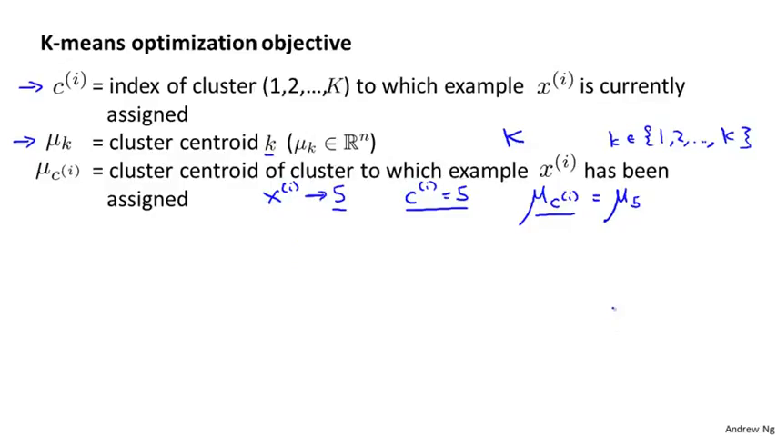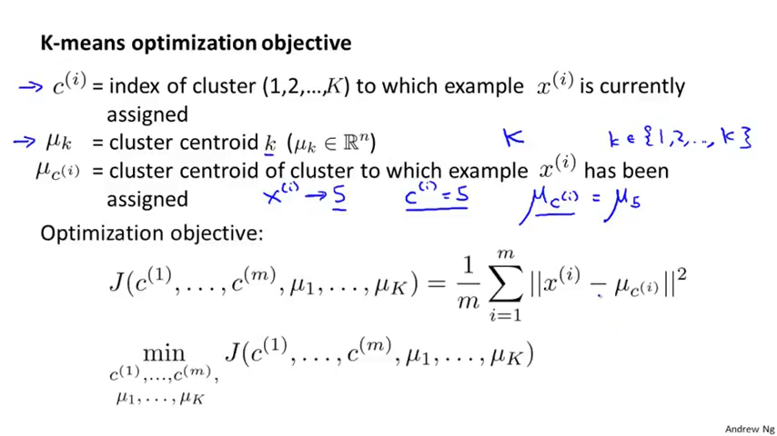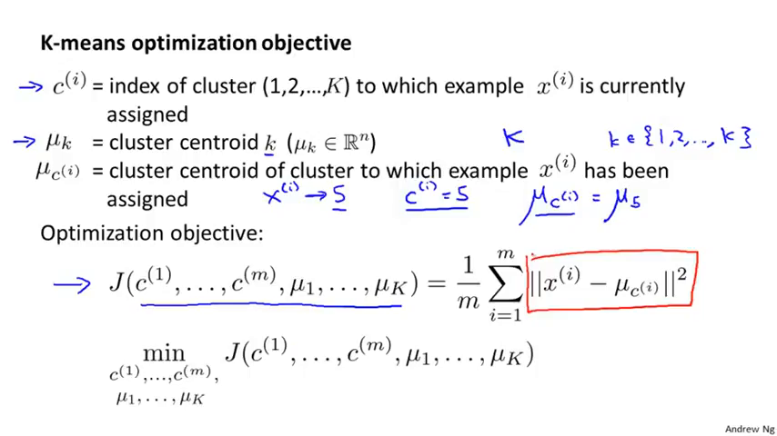Armed with this notation, we're now ready to write out the optimization objective of the k-means clustering algorithm. And here it is. The cost function that k-means is minimizing is a function J of all of these parameters, c^(1) through c^(m) and mu_1 through mu_K, that k-means is varying as the algorithm runs. And the optimization objective shown on the right is the average, or 1 over m, of the sum from i equals 1 through m of this term that I've just drawn the red box around, the squared distance between each example x^(i) and the location of the cluster centroid to which x^(i) has been assigned.